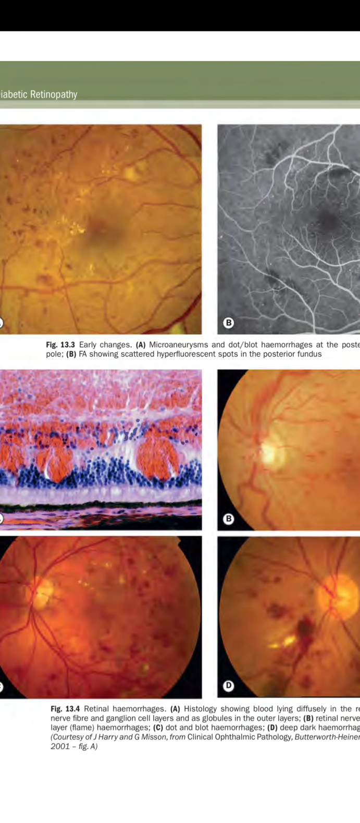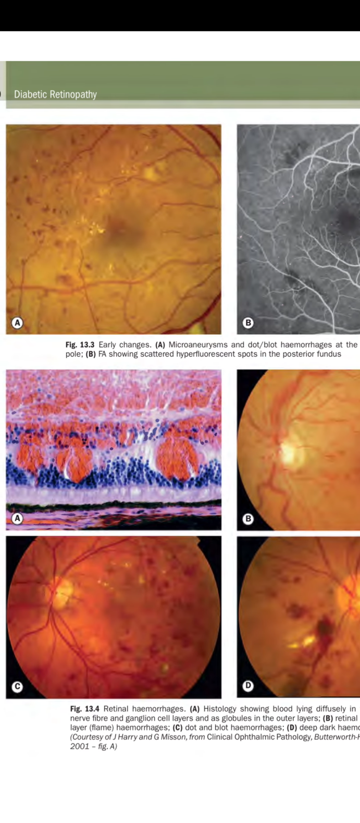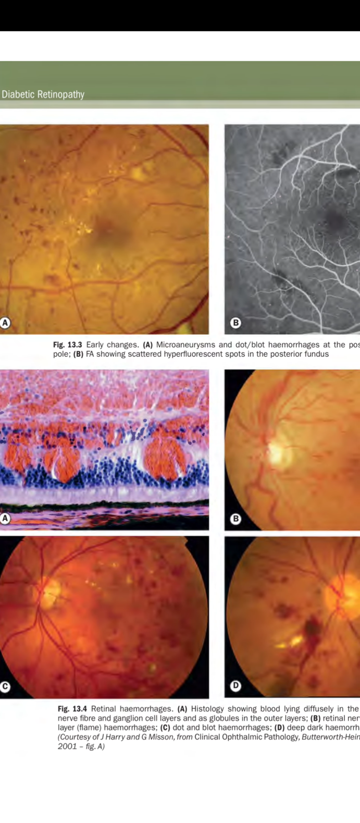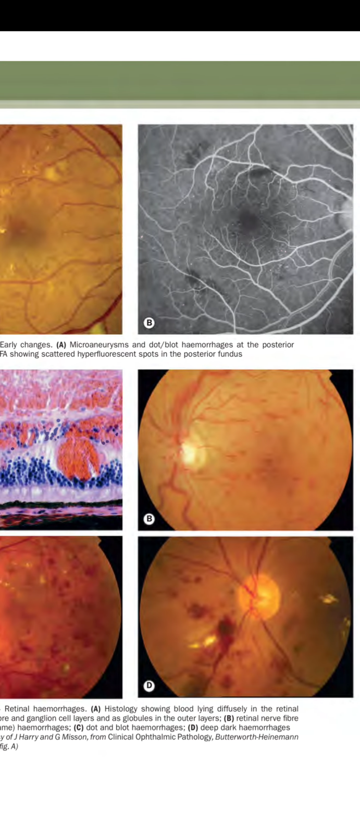So these are early changes. A is showing microaneurysms, so you can see the microaneurysms and dot hemorrhages at the posterior pole. FA shows the scattered hyperfluorescent spots in the posterior fundus. So you can see the tiny hyperfluorescent spots.